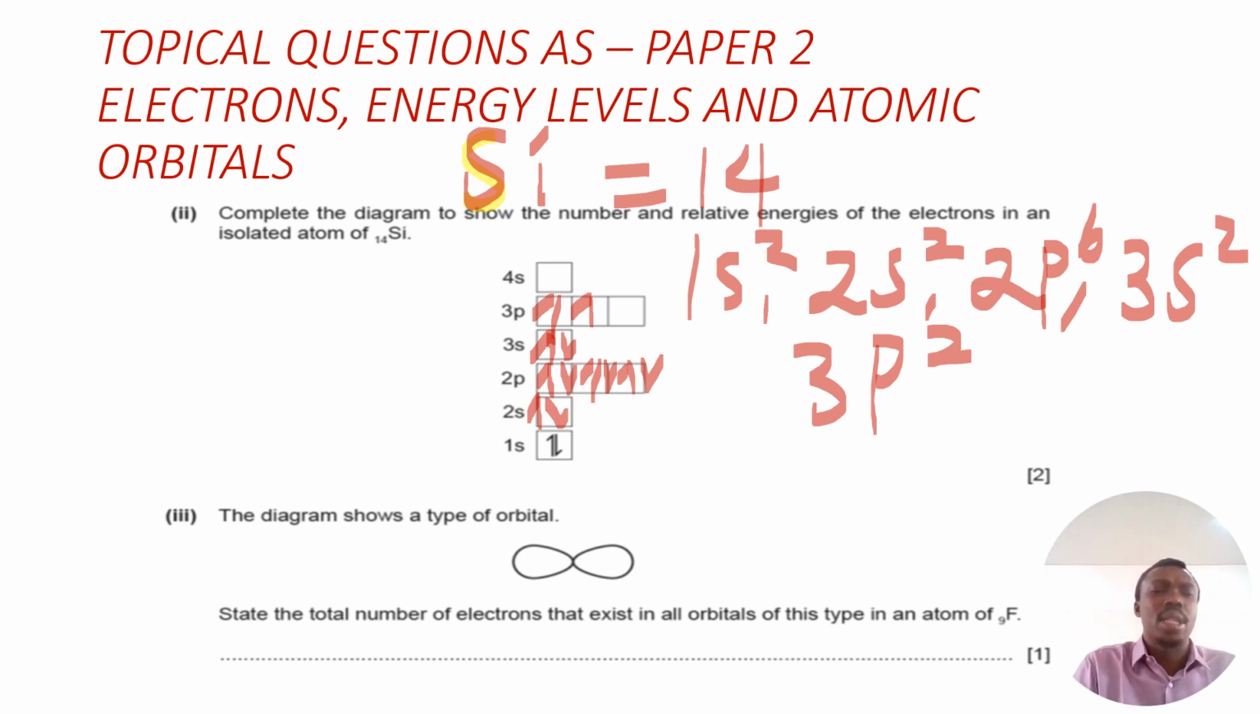Then the next question is, the diagram shows a type of orbital. From the shape, it is dumbbell shape. So the type of orbital is the p orbital, the p subshell.